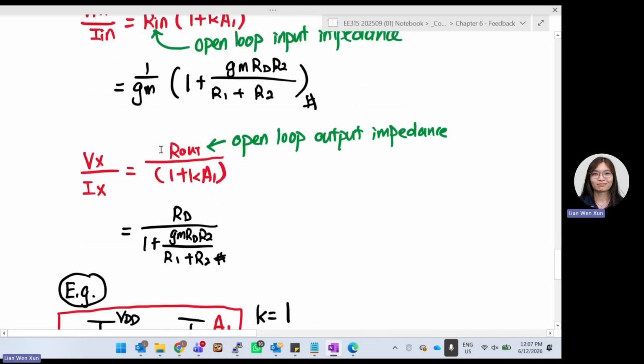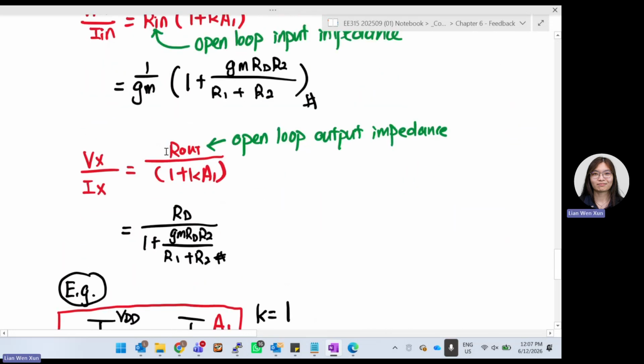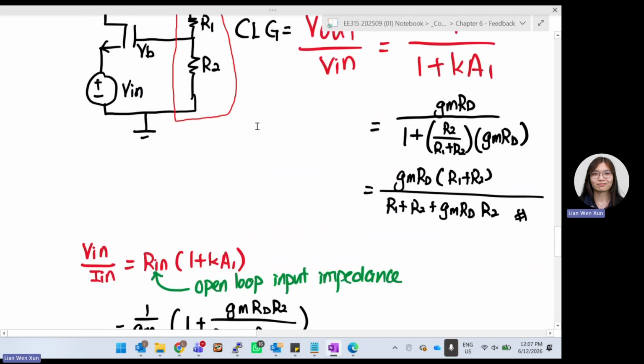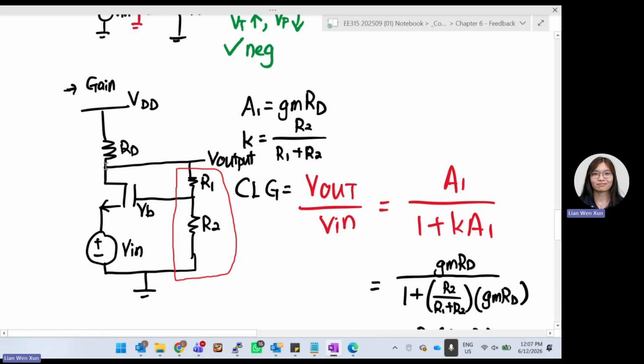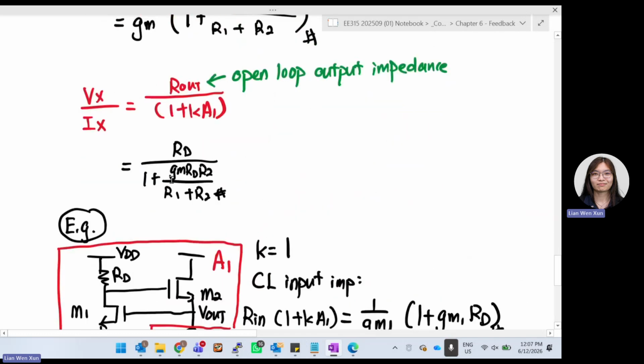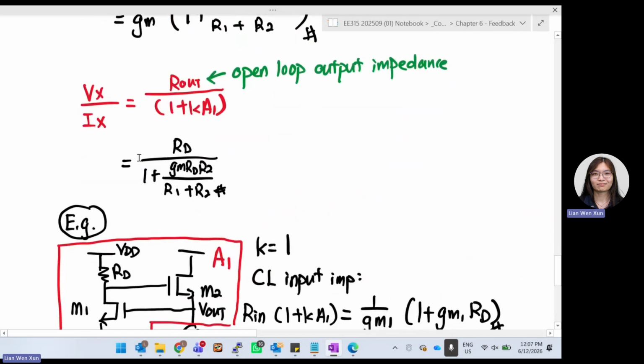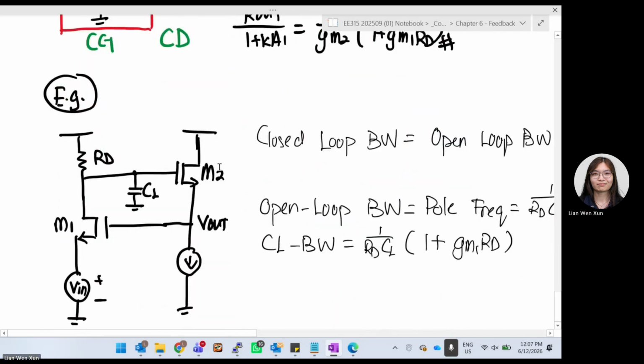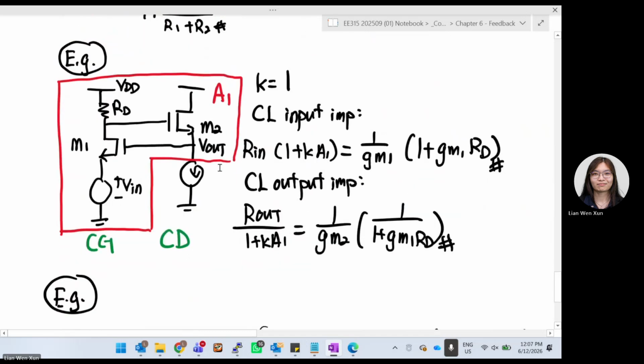As for output impedance, we say that the closed loop output impedance is R out over 1 plus Ka. Again, Ka we got, but what exactly is your R out? R out is when you look at the output, what resistance can you see? Ideally, here is infinity, so you can only see Rd. So your R out is Rd directly. Okay, the next one, have a look. The other example.